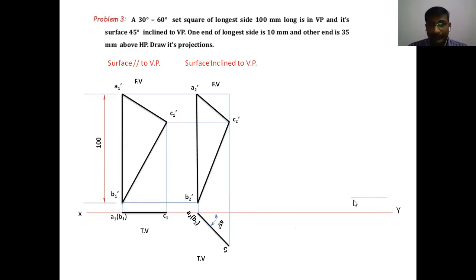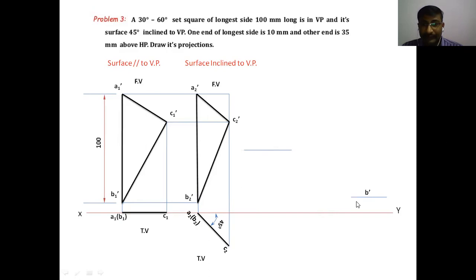First draw a horizontal line at a distance of 10 mm, that is 1 centimeter, above the XY line. Here, above HP is given, so you have to draw it above the XY line. Above HP means above the XY line. And draw another horizontal line which is at a distance of 35 mm from the XY line. And locate the B dash point on this 10 mm horizontal line.